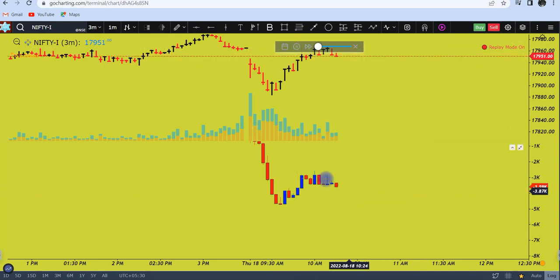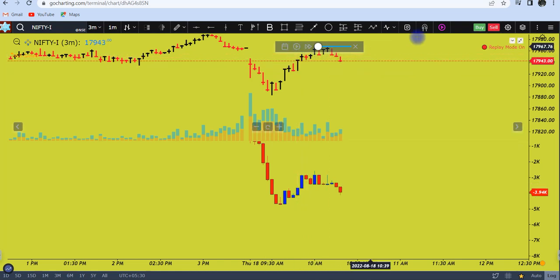Do you see what happens here? Even if you have entered a long, it's time to get out at this point where you see a delta dropping, it goes up, it's not able to sustain. This shouldn't have happened if it was actually about to go long. Let's move on.